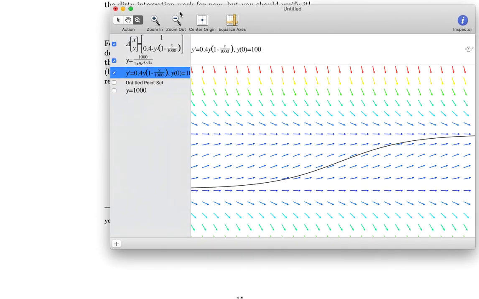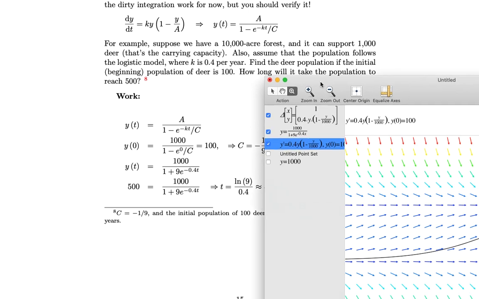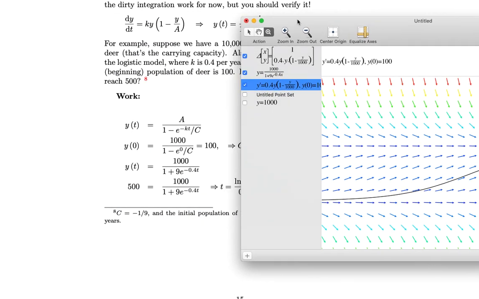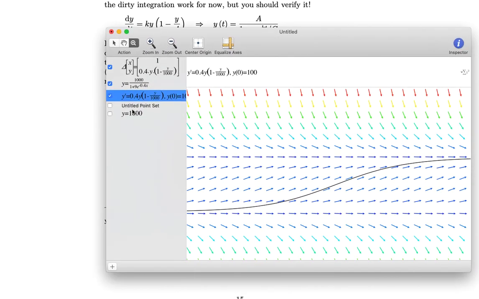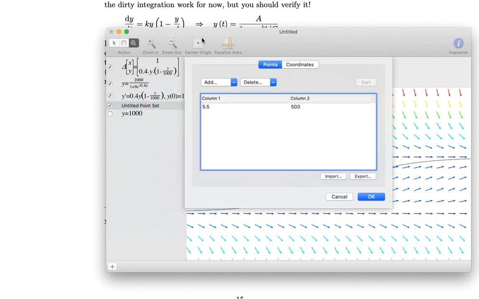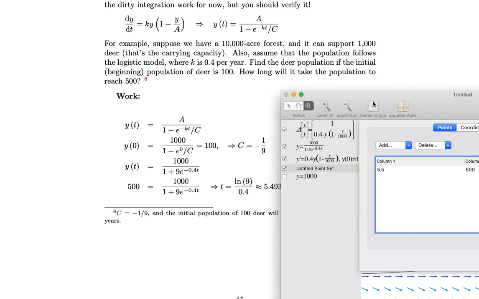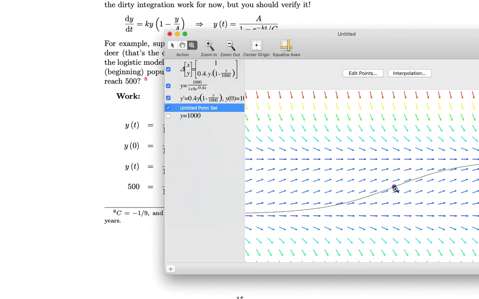The other thing I want to point out is they asked me to figure out at what time the population would reach 500. What I did is I determined it would take about 5.5 years to do that. So let me go to the point over here. I'm going to open it up and edit the point and show you what I put down. The point I'm putting down is roughly 5.5 years. That's the x value, I'm making it t. And I said 500, and we plotted the point, and we get the point over here.